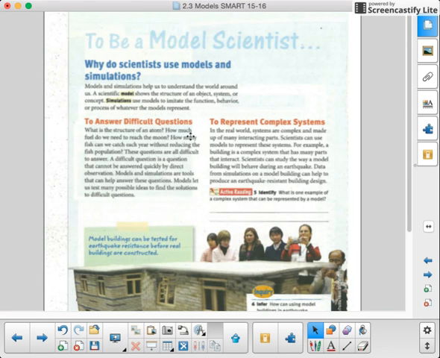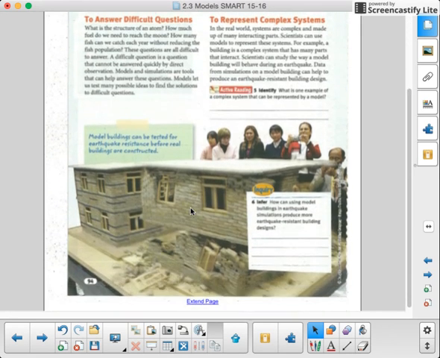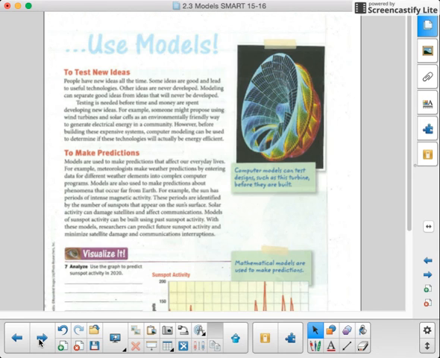In class, we read 2 pages from the lesson. You can find these in the student edition on Think Central. These 2 pages introduce what models and simulations are and how they're used by scientists, and those are found on pages 94 and 95 if you'd like to check those out in the student edition.